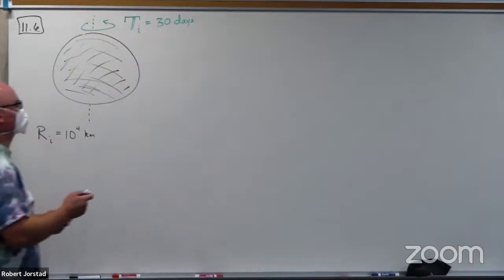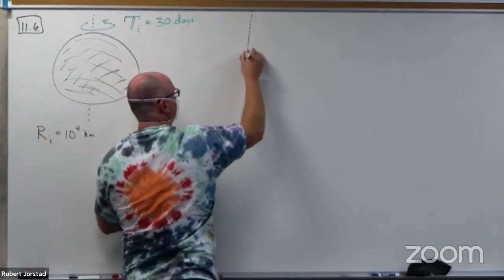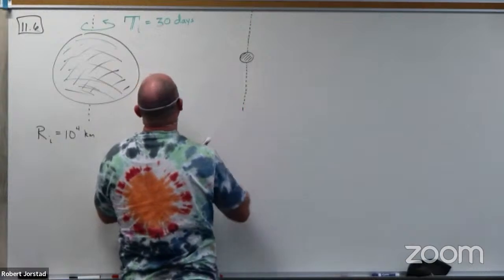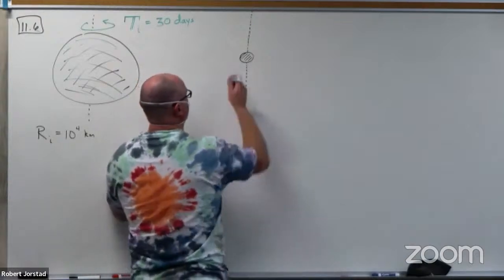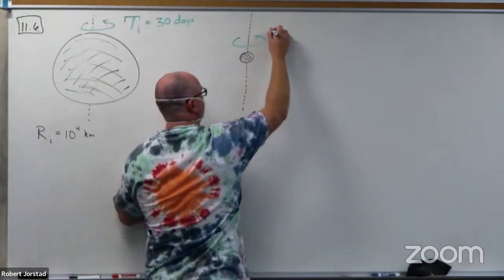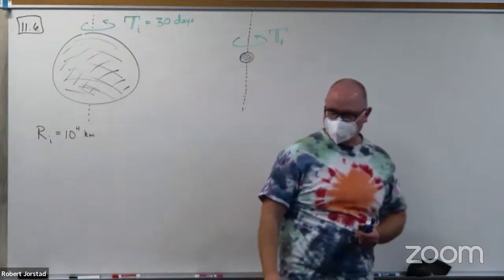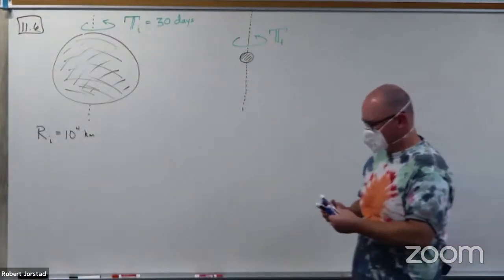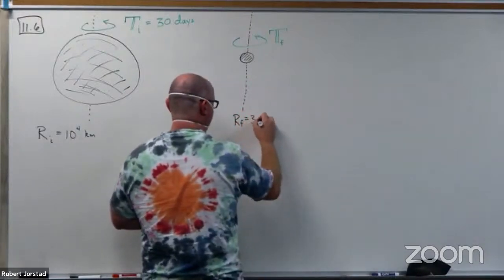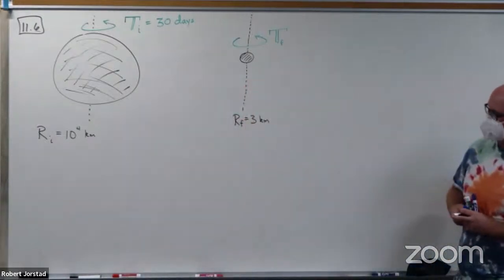And then, for some reason, gravity causes this thing to collapse to a much smaller object. And it's going to have some new rotational period. My goal is to figure out the final rotational period of this star after it collapses. The final radius is 3 kilometers. Ignore sig figs, who cares? Okay.